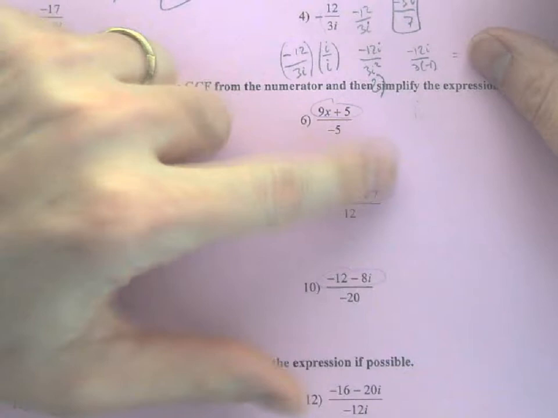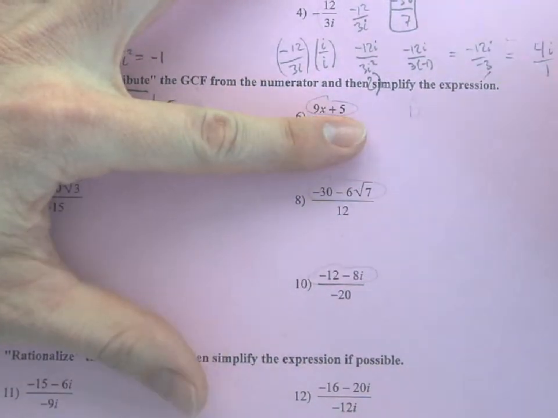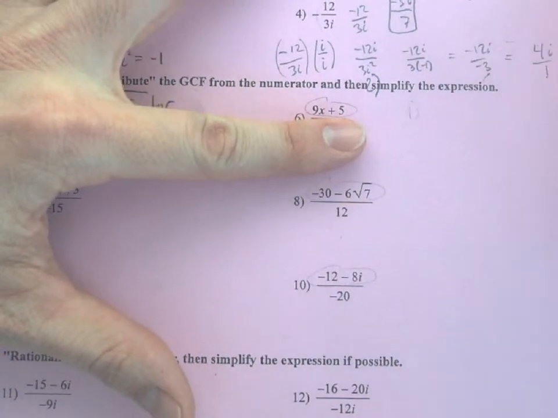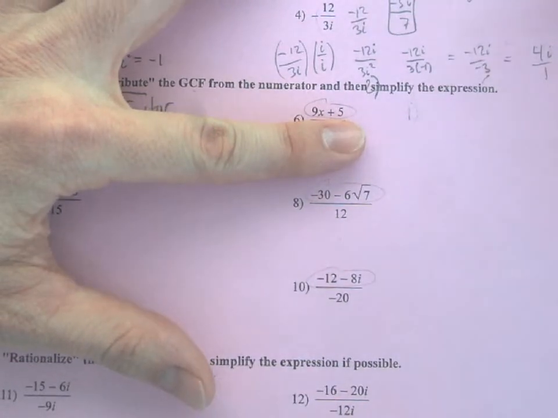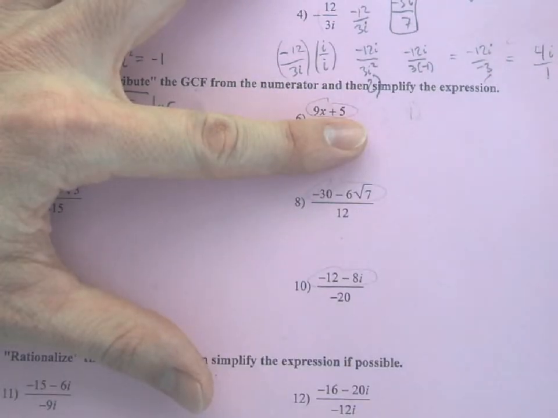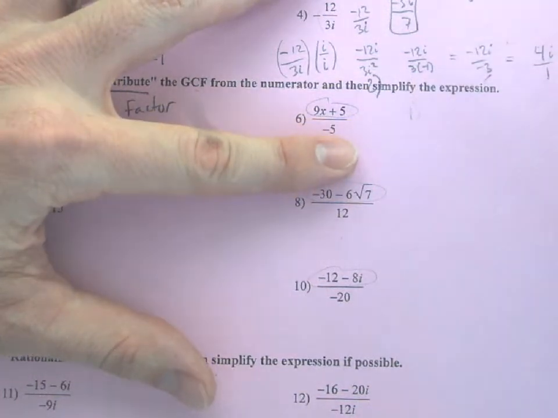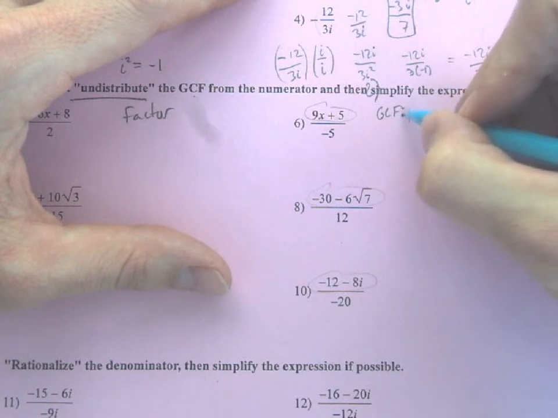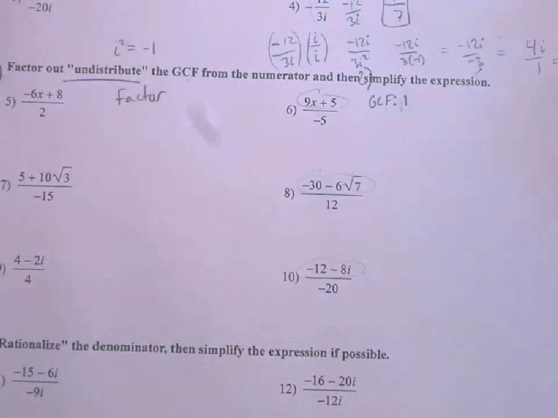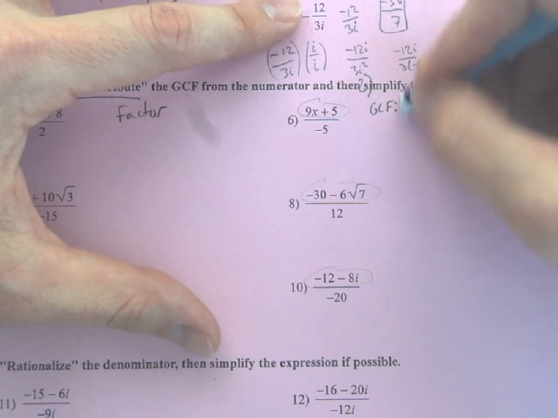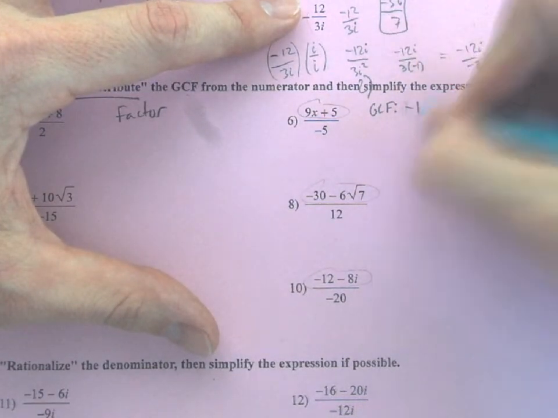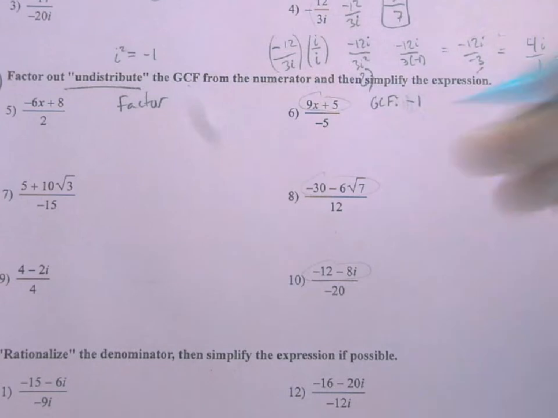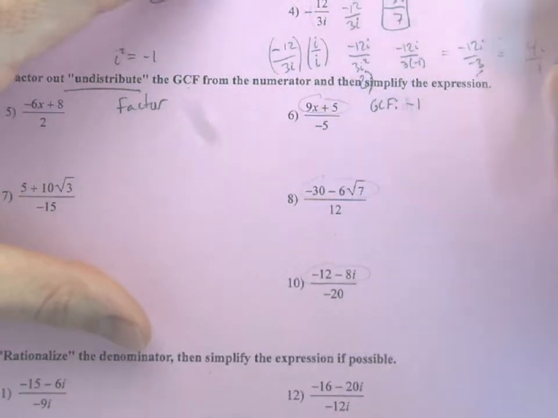Okay, so if I look at the numerator here and I see a 9 and a 5, there actually isn't a common factor other than 1. So we could factor out a 1 here, but that would be very uninteresting. But what we do notice is that there's a negative on the bottom. So the GCF, the greatest common factor of 9 and 5, is actually just 1. But because there's a negative on the bottom, I want to make sure that I factor out a negative 1. So anytime there's a negative on the bottom, you need to factor out a negative number to cancel the negative on the bottom. Let me show you how that's going to work in this case.